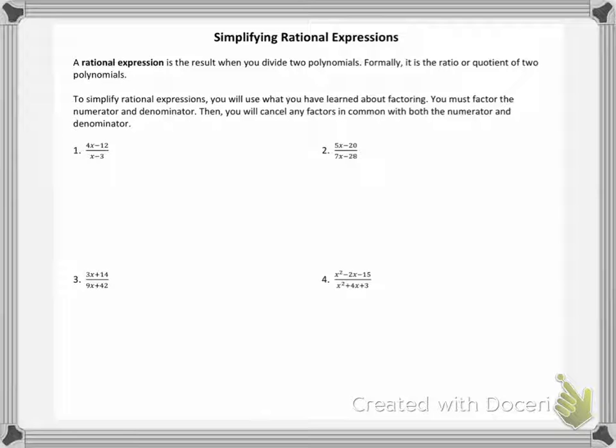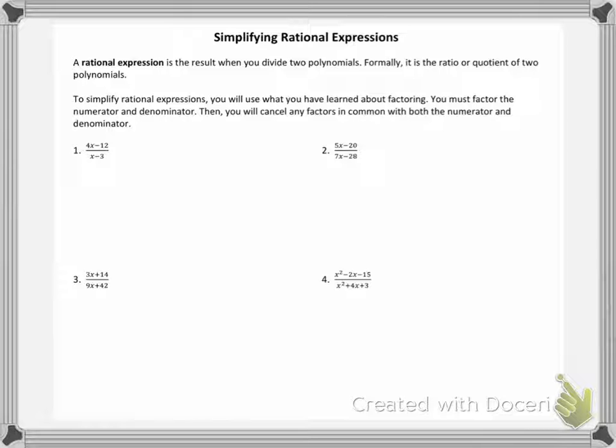So, a rational expression is basically a fancy looking fraction. If you look at the numerator, you look at the denominator, you've got two polynomials. It's not something like 6 over 7 or 2 over 9. We've got, as you can see here on the screen, more complicated numerators and denominators. What we are looking to do with these is simplify them.